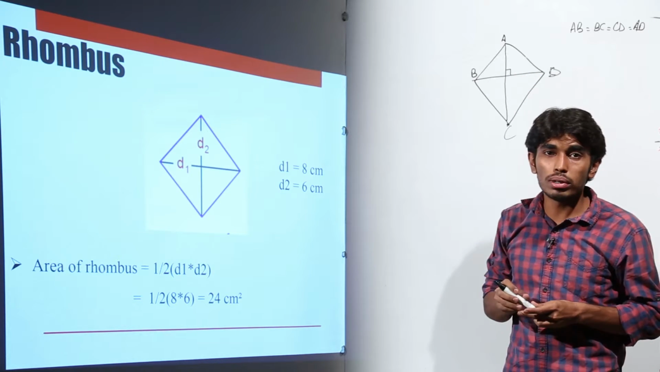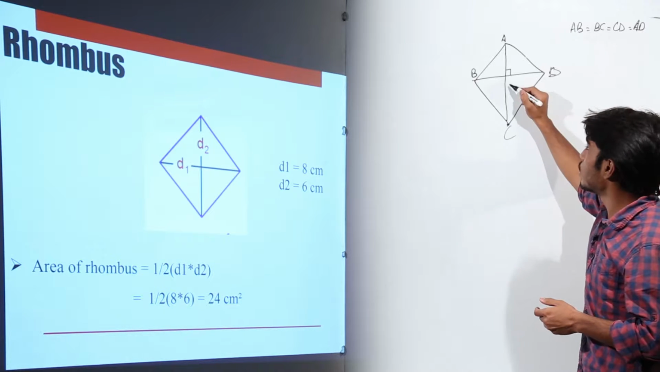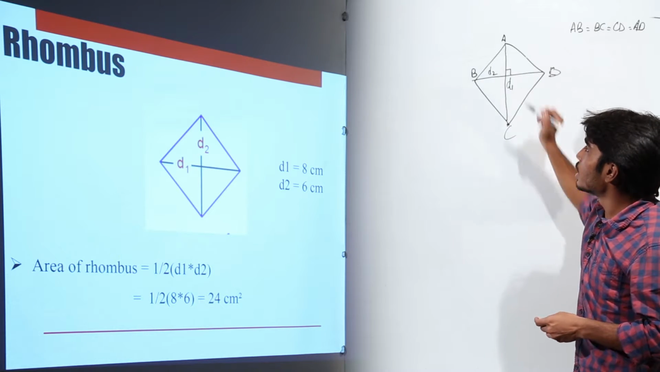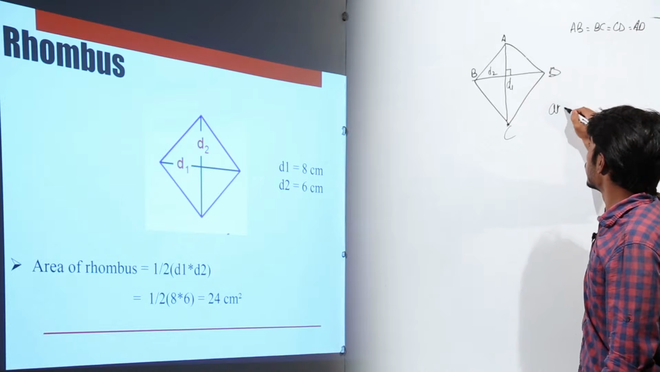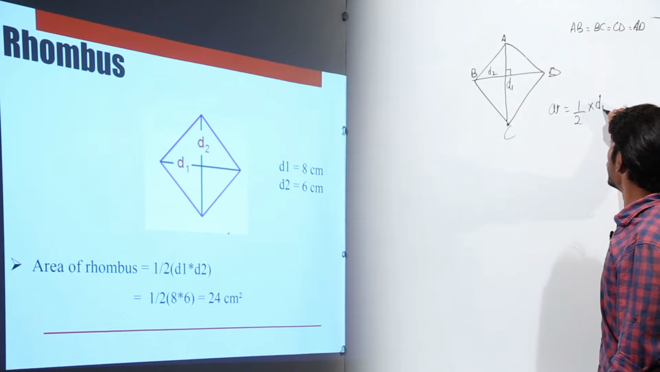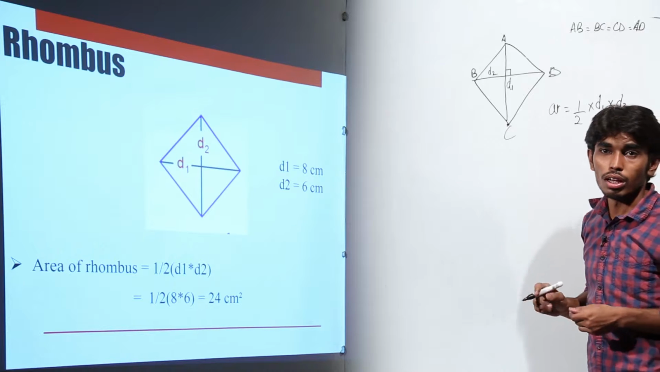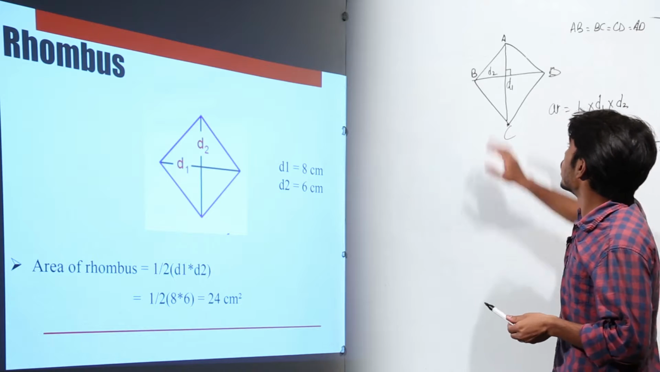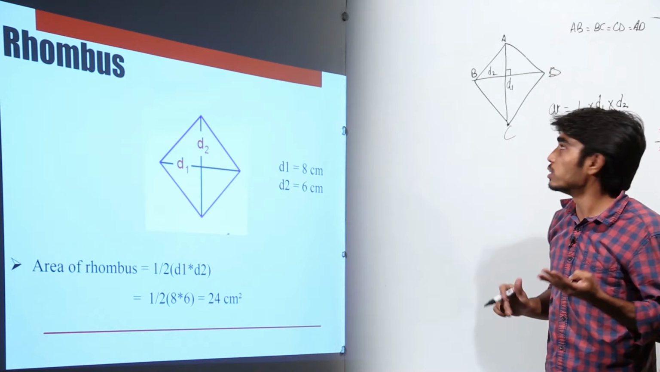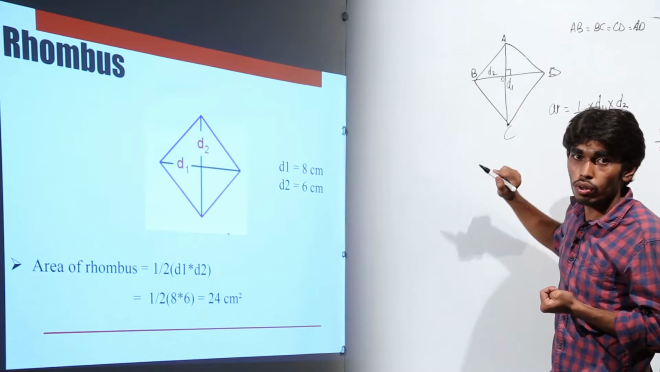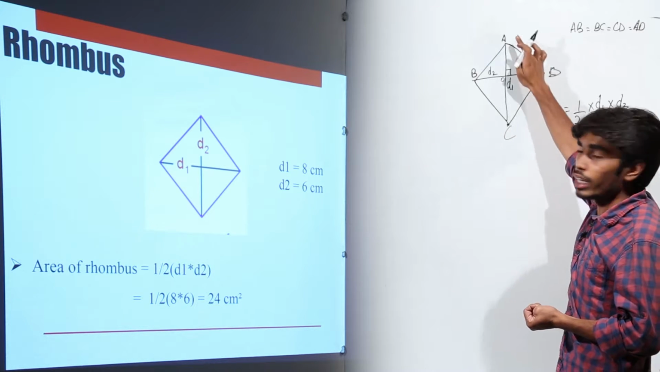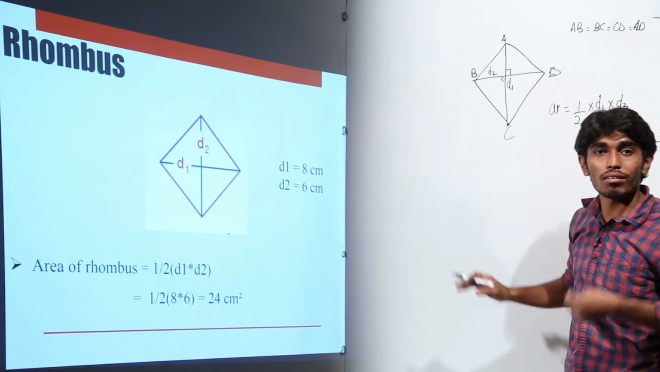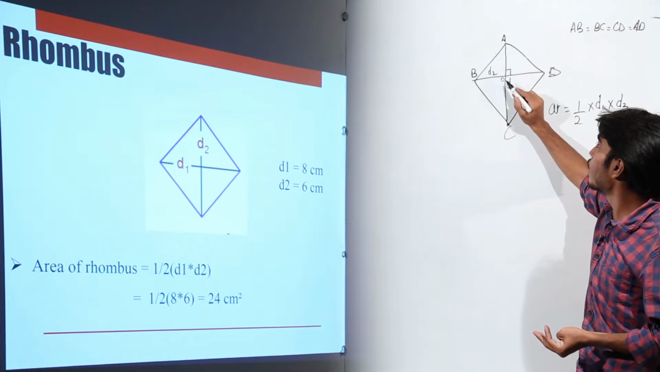So the area of a rhombus, the formula says, if the length of one diagonal is say D1 and the length of another diagonal is say D2, the area of the rhombus is half into D1 into D2. Now how come the area of the rhombus is half into D1 into D2? Let's say we can divide the rhombus into 4 triangles. Let's call this point O. The 4 triangles are AOD, AOB, BOC and COD. All the 4 triangles are right angled triangles, and all the 4 are right angled at O.